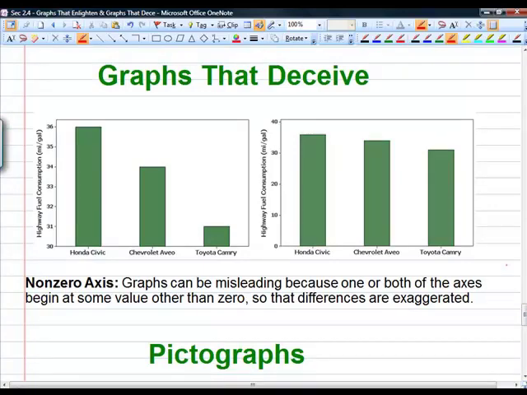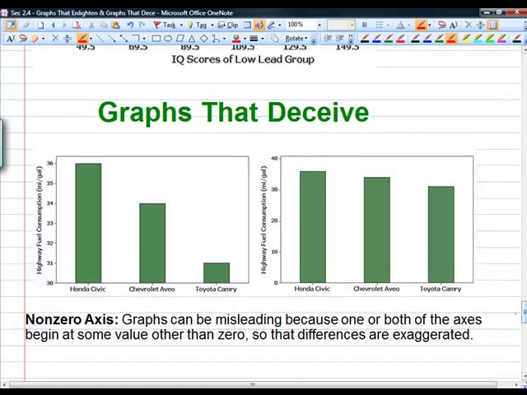These graphs actually represent the same thing. These are bar graphs because the bars are not touching. This graph represents the highway fuel consumption that's measured in miles per gallon for a Honda Civic, a Chevy, and a Toyota. We have the same categories over here, highway consumption and miles per gallon. Which one of these graphs makes it look like the Honda Civic has way better gas mileage than the Toyota Camry? The one on the left or the one on the right? The left.